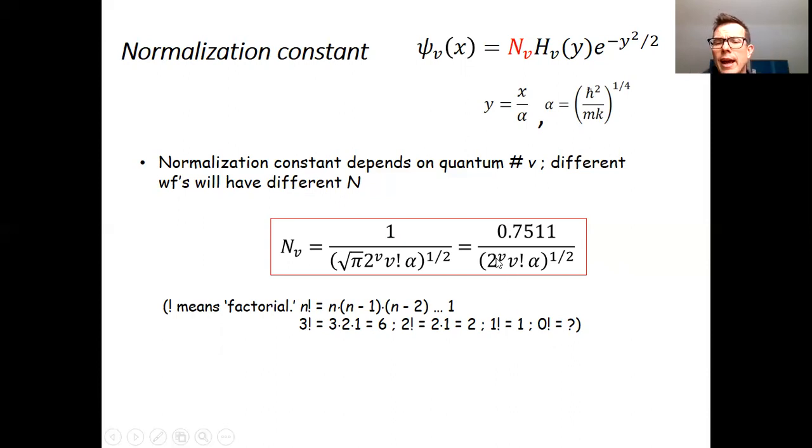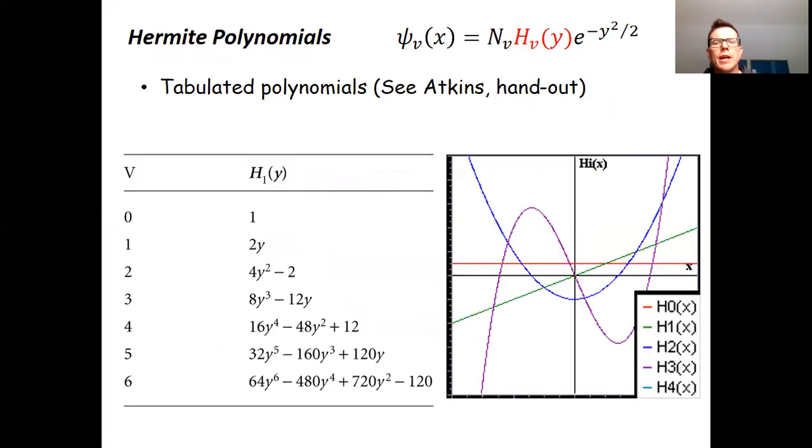So you could have a situation where you have 0 factorial. And I'm not going to tell you what 0 factorial is, but you can Google it and see some cool math videos and figure out what it is. Anyways, that's the normalization constant. The second thing to talk about are our polynomials, h sub v.